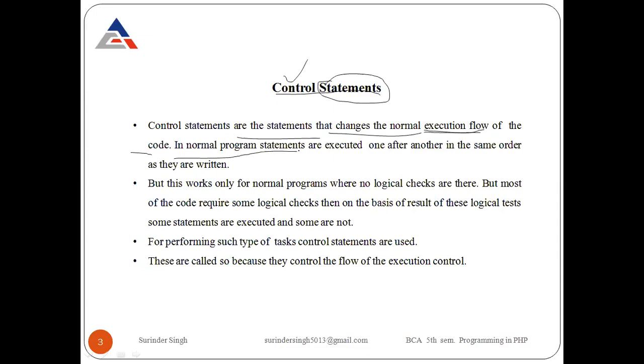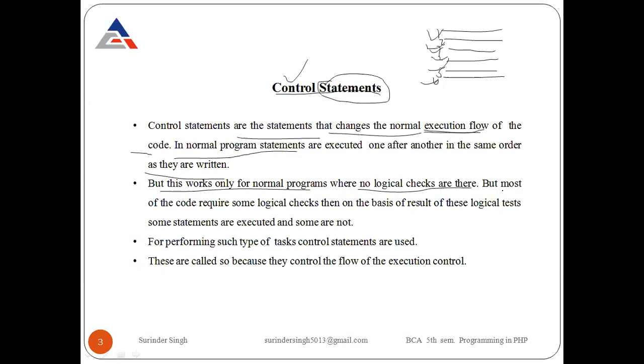In a normal program, statements are executed one after another in the same order as they are written. If you have statements 1, 2, 3, 4, 5 and 6, six statements, then in normal execution they are executed one after another in sequence. First statement 1 is executed, then second, third, fourth, fifth and sixth. Clear? But this works only for normal programs where no logical checks are involved, like adding two numbers.